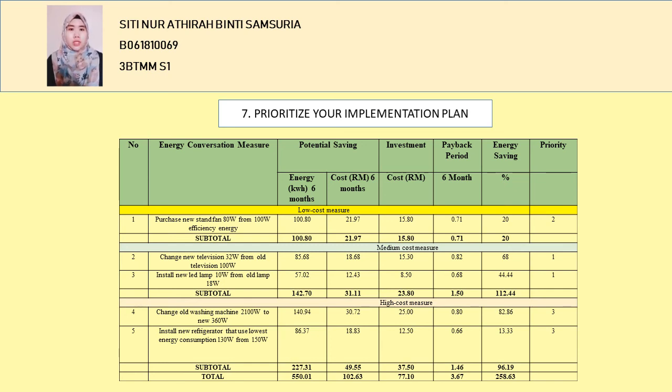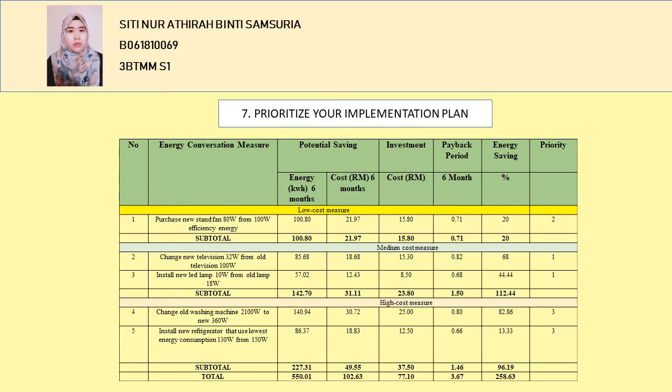Today, I would like to present my part, which is the implementation plan. The implementation plan contains 5 types, which are potential saving, investment, payback period, energy saving, and priority. For the low cost measure, it is to purchase a new stand fan 50 watt from 100 watt.